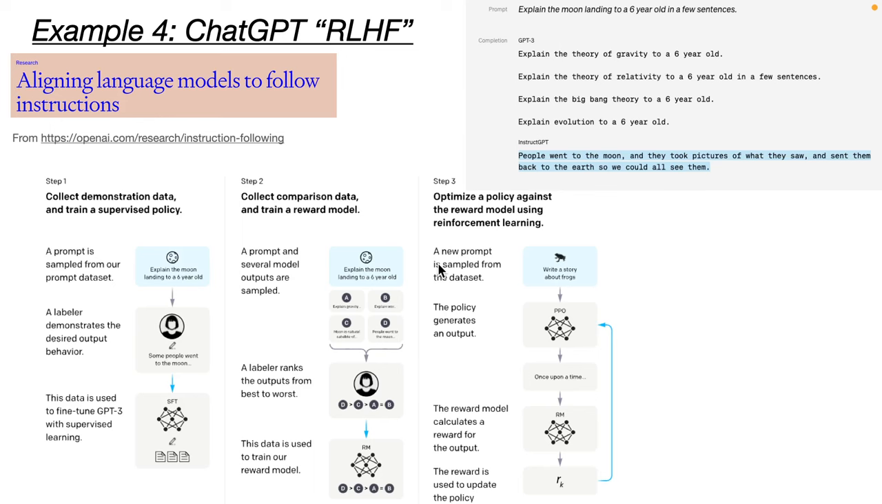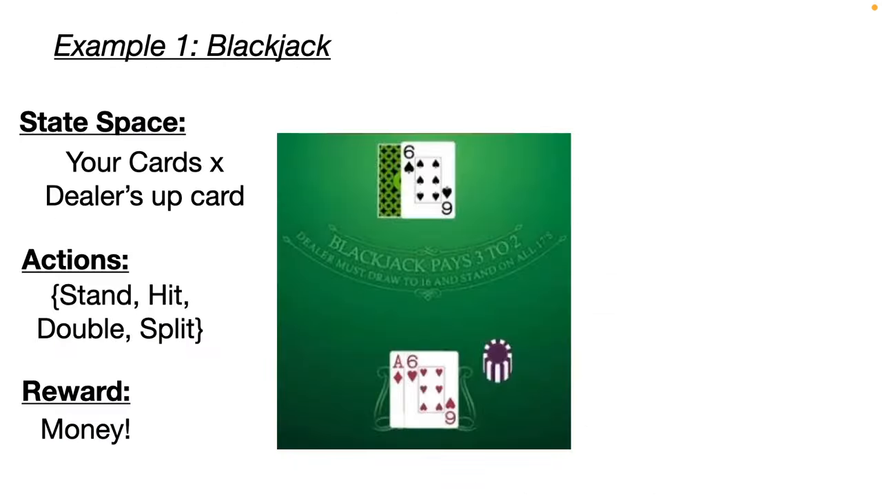Yeah, I think this is the big one. Let me tell you what the big difference is. I think it really is the fact that you have actions that affect the state space and the rewards. So imagine if you're trying to learn blackjack.